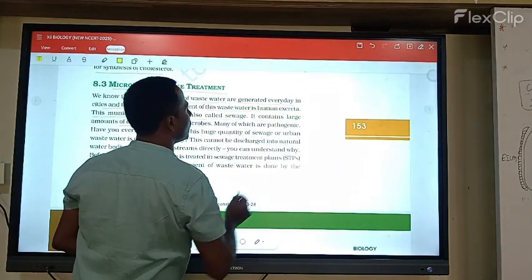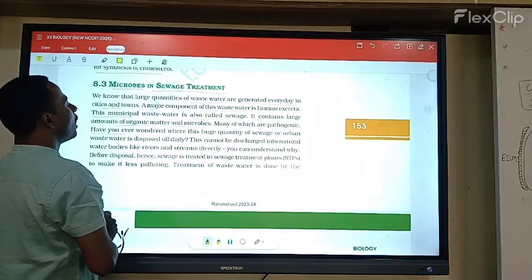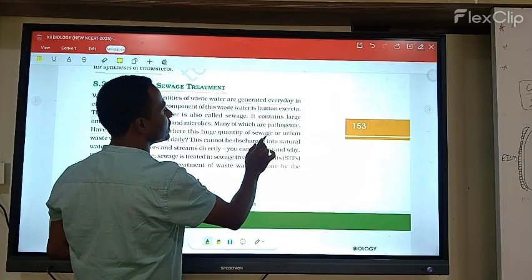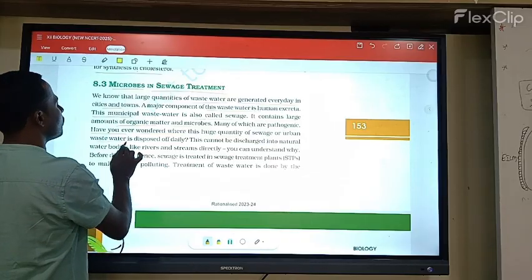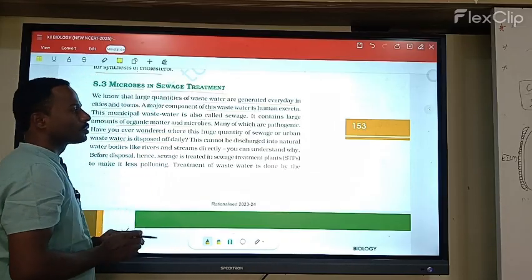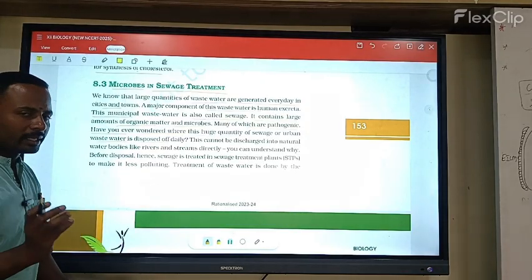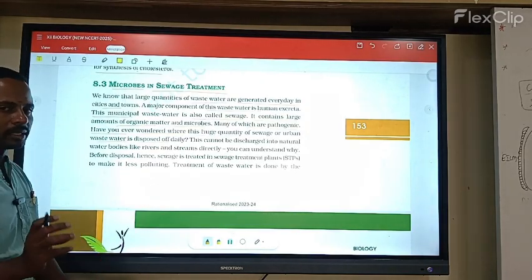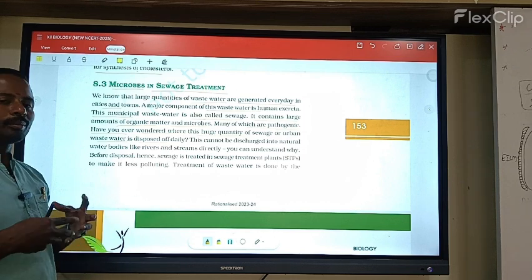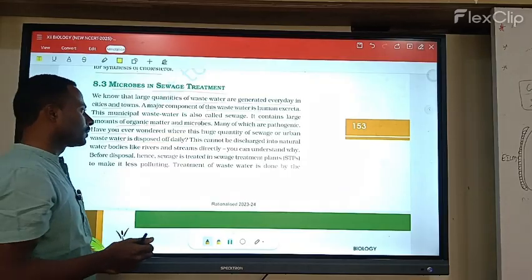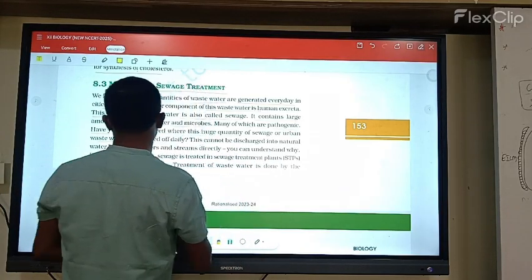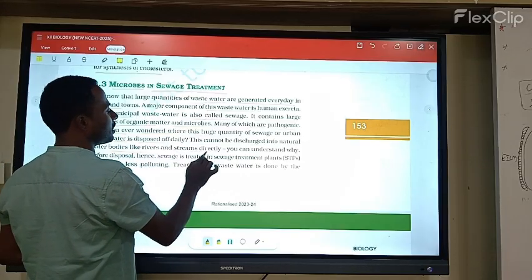Many of these are pathogenic. Have you ever wondered where the huge quantity of sewage or urban wastewater is disposed of daily? Because it is pathogenic, it causes a number of diseases. So how is it purified daily? It cannot be discharged directly into natural water bodies like rivers and streams.